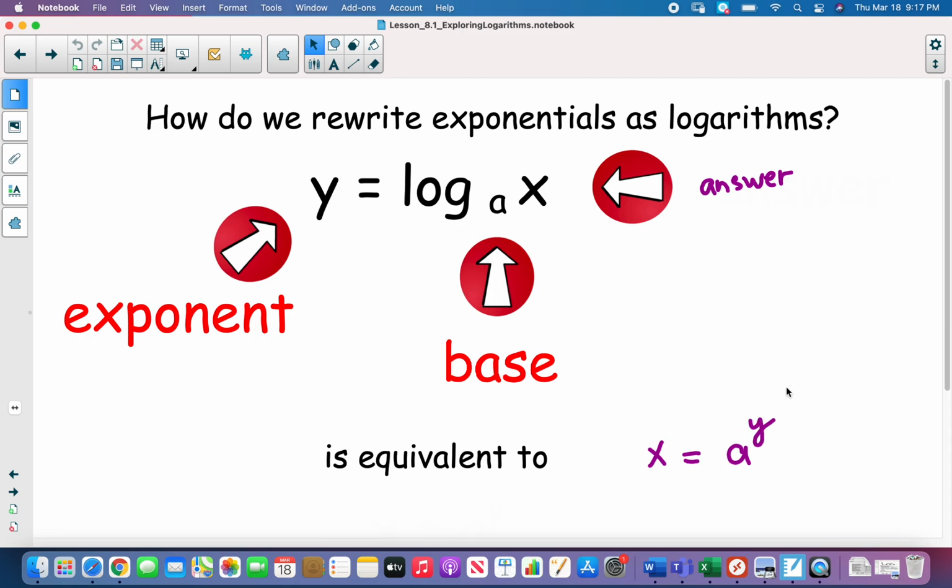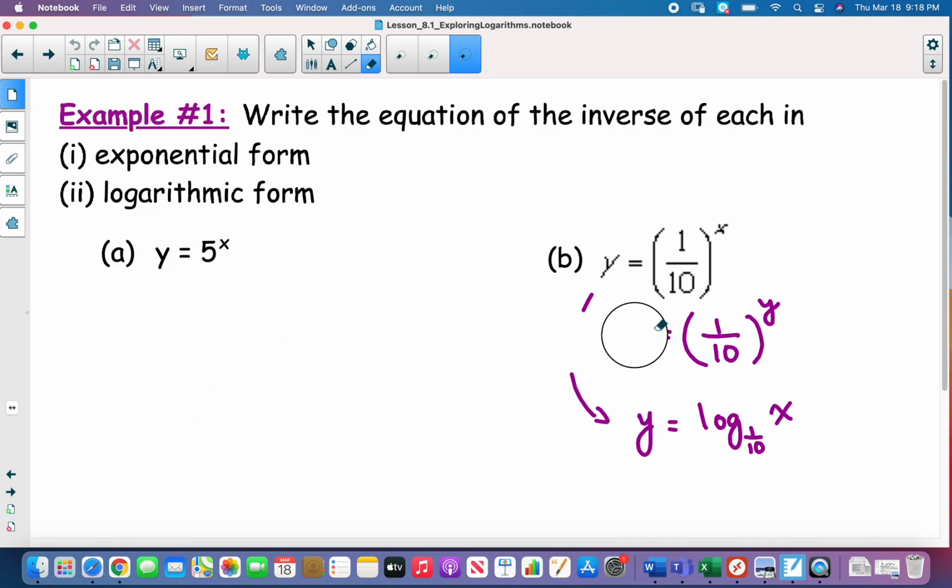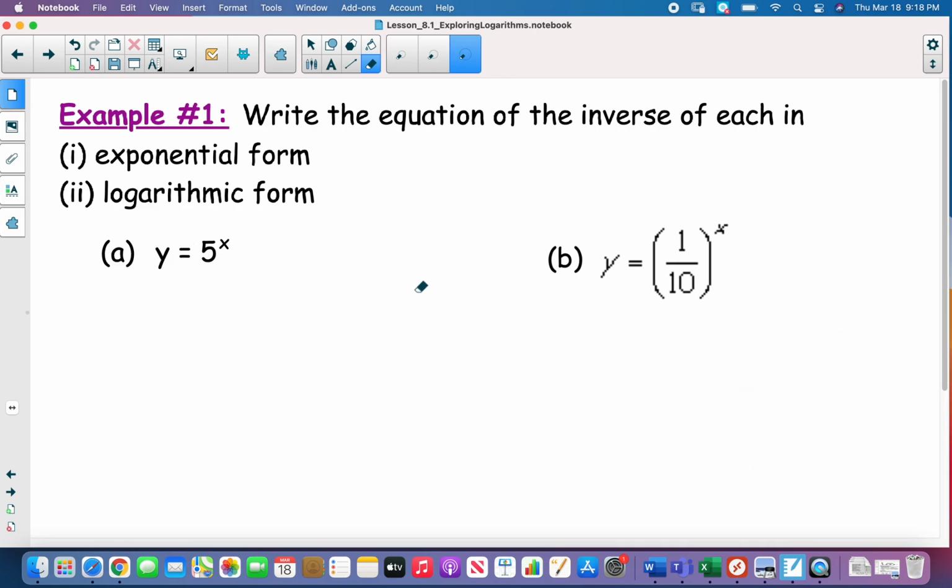So it is very important that you recognize how to rewrite y equals log x to the base a as x is equal to a to the power of y, because they both mean the same thing and they're just different ways of writing the same relationship. One is in the form of just exponents and the other is in the form of logarithms. We're going to look now at a couple of examples that will help us to understand the relationships.